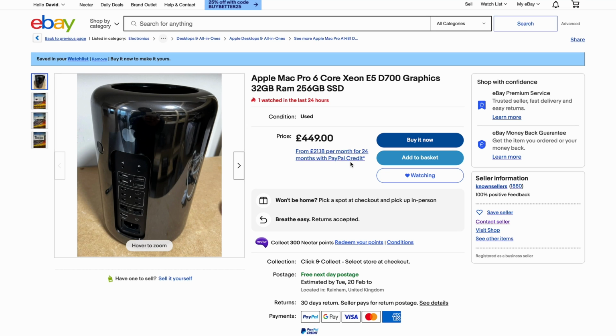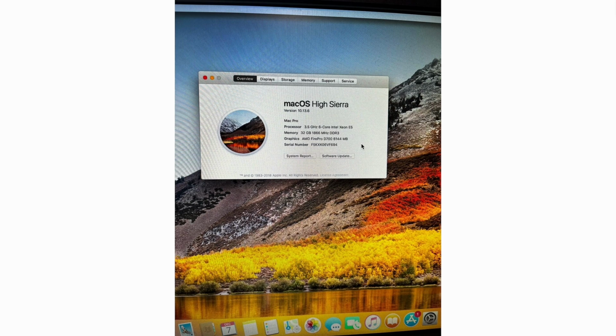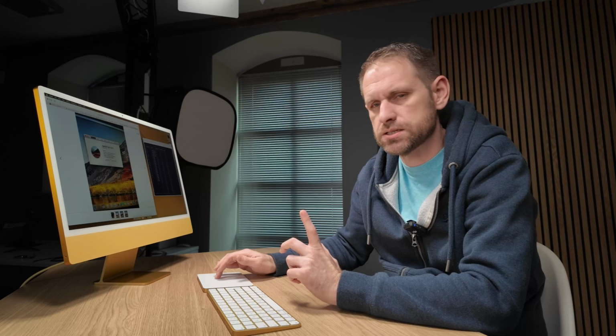This one's a bit more money. This is £449. It's a 6-core model, again with the D700 graphics. We've got 32 gigs of RAM and a 256 SSD. And we look at the images, and again, it looks pretty tidy, reasonably well used, but we've got the serial number, and that's important. Now, let me tell you why that's important.